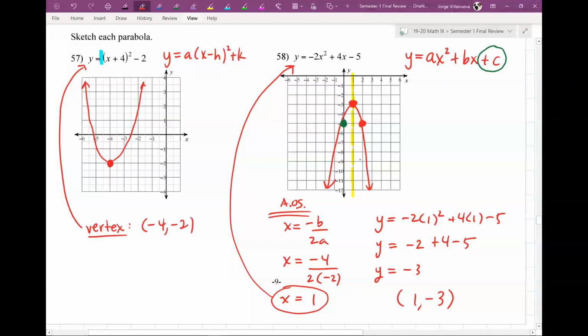So that's 58. The standard form ones are more of a pain, but they're not terrible to do, there's just a lot of work. I prefer the ones on the left side, the ones where I can easily find my vertex just by looking, and then from there I just sketch it.